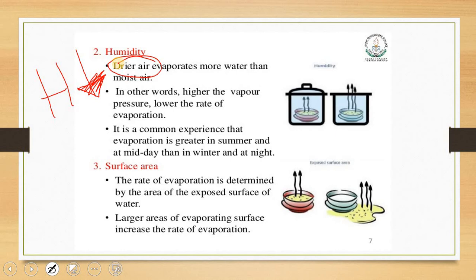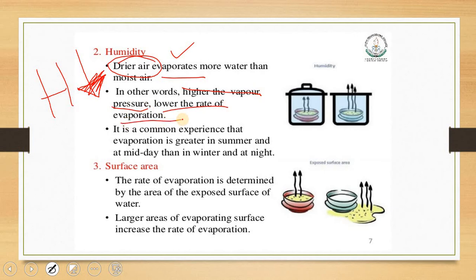So when the air is dry, evaporation will be much faster or much more efficient. When the humidity is low, the air will become dry and it evaporates faster. It evaporates efficiently. So this means the lower the water vapor, the higher the rate of evaporation. And the higher the water vapor, the lower the rate of evaporation.